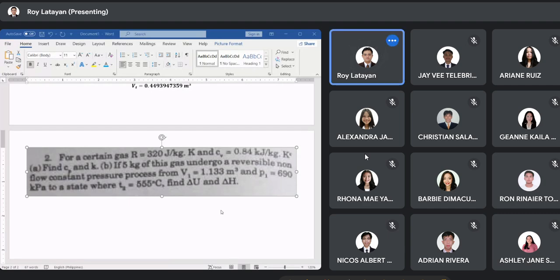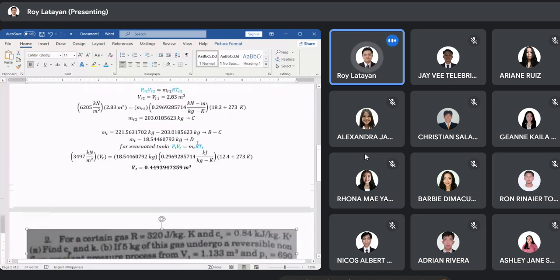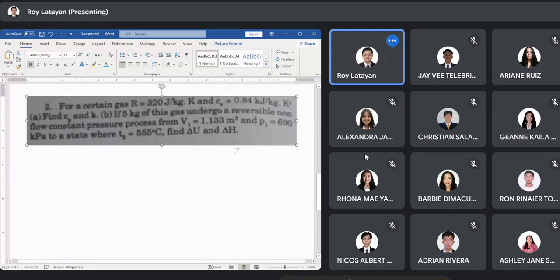So, start na ulit tayo. Baka may pahabol na questions dun sa previous problem ha. So, for problems involving specific heat, R, tsaka K, kalimitan dito papaikot-ikutin mo yung mga formula para makuha mo yung mga kailangan natin. So, dapat tanda yung formula. Yun yung pinaka-minimum requirement. Dapat tanda yung formula.